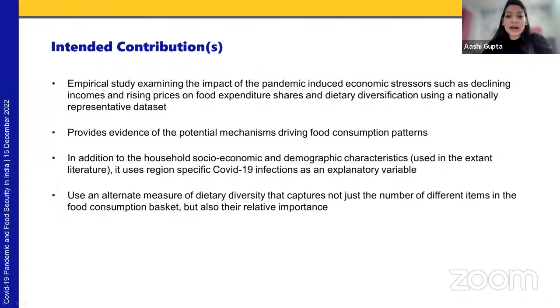In addition to the household socioeconomic and demographic characteristics that are used in extant literature, we have also used the state-specific COVID-19 infections as an explanatory variable. We also explore the variation in dietary diversity among households belonging to different income groups, castes, and religions to examine the disproportionate burden of the pandemic on food security among the disadvantaged and the minorities.